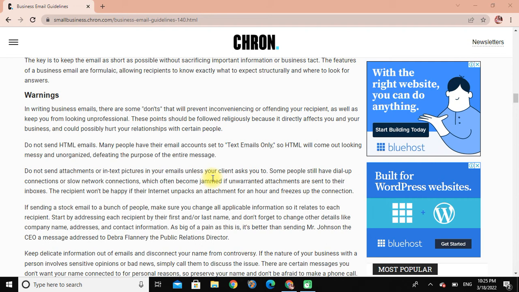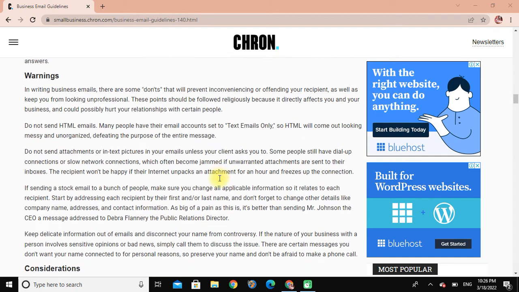Do not send HTML email. Many people have their email account set to text email only. So HTML will come out looking messy and unorganized, defeating the purpose of the entire message.